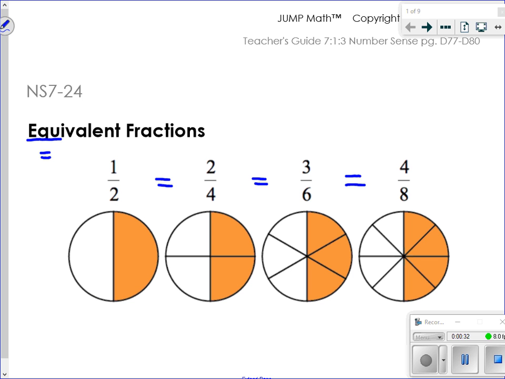They name the exact same amount of the pie. You can see that in the pictures below each fraction. 1/2 of the pie names the exact same part as these 2/4 of this pie, which names the exact same part as these 3/6 of this pie, which names the exact same part as these 4/8 of this pie. That's what equivalent fractions are.